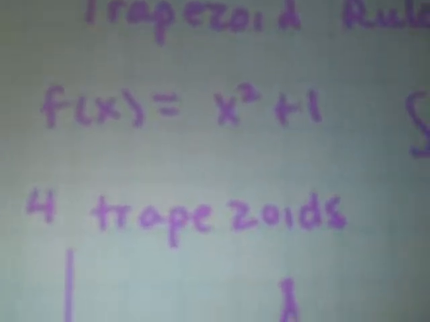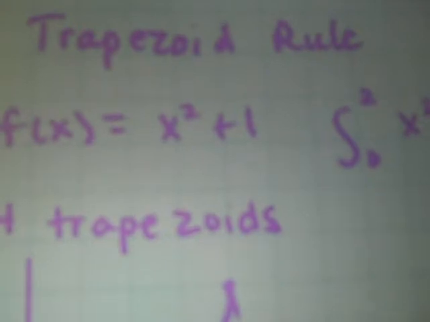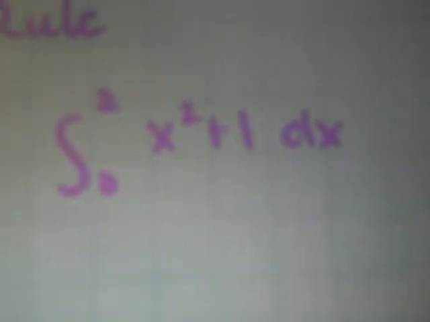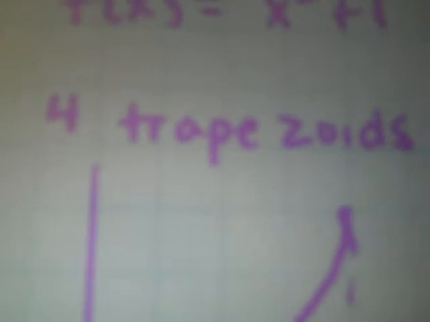Okay, our last solution, using the trapezoid rule. Still have our same function, same integral, and there on the integral sign from 0 to 2 is your limits of integration and the interval which we're using on the x-axis. We're going to use 4 trapezoids, and this is what our picture still looks like. I want the area under that curve.